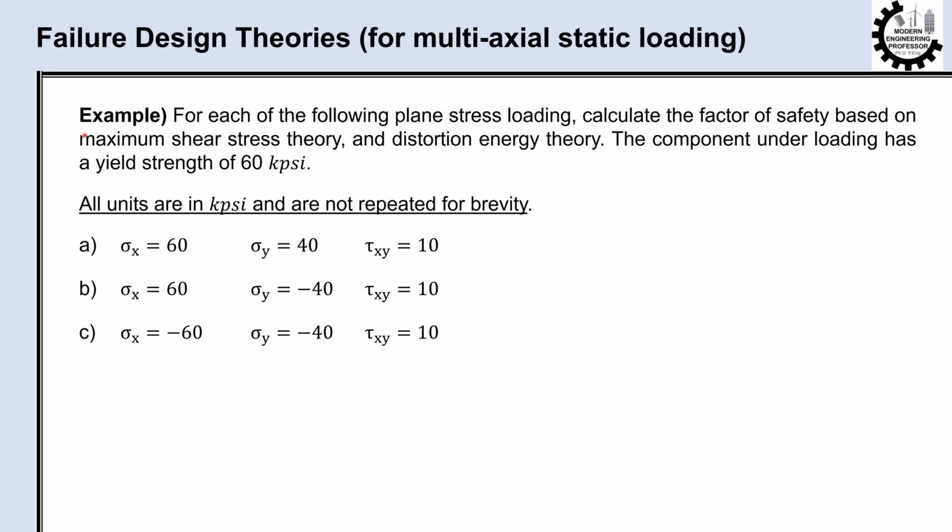For each of the following plane stress loading, calculate the factor of safety based on maximum shear stress theory and distortion energy theory. The component under loading has a yield strength of 60 kilo psi. This example is an extension of another example that we discussed in a different lesson. I'll put its link up here so you can watch it later.